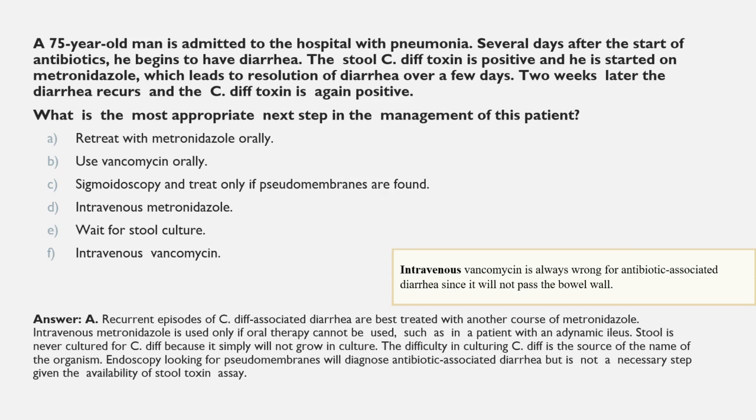The right answer here is A. The explanation is, in case of recurrent episodes of C. diff diarrhea, we need to treat with another course of metronidazole. IV metronidazole is used only if the oral therapy cannot be used, such as in patients with adynamic ileus. Stool is never cultured for C. diff because it simply will not grow in culture.